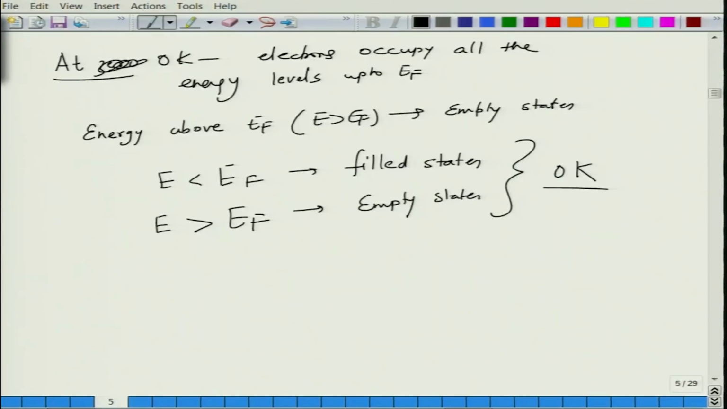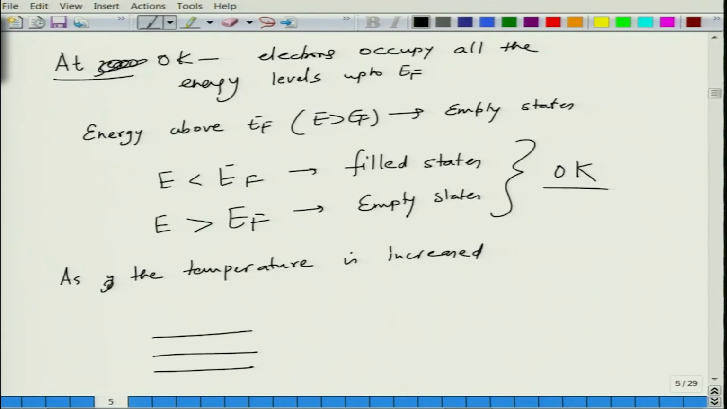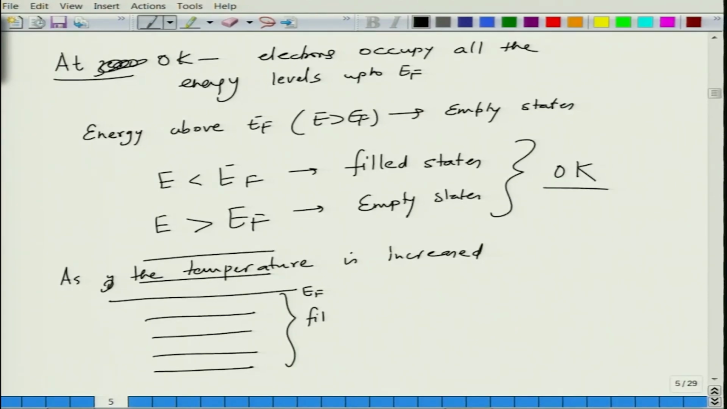Now when you increase the temperature, due to thermal energy you can excite the electrons from low energy states to above energy states. So we are saying that these are the energy states. This is the energy state EF, but you may have energy states above this as well. So these are all filled at 0 K and these are all empty at 0 K. As you increase the temperature, there is a migration of electrons. So as the temperature increases, the electrons go from here to here.